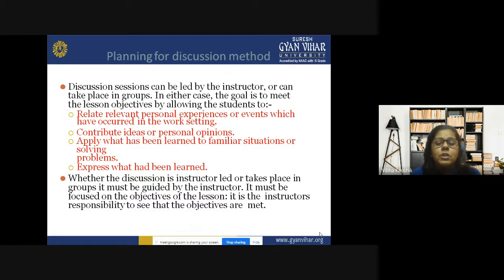Whether the discussion is instructor led or takes place in group, it must be guided by the instructor. Means the role of the instructor is very important. It must focus on the objective of the lesson. Means the discussion should be kept on the objective of the lesson. That's why the role of the instructor is very important. It is the instructor's responsibility to see that the objectives are met, and it is the wholesome responsibility of the instructor to see whether the objectives have been achieved or not.